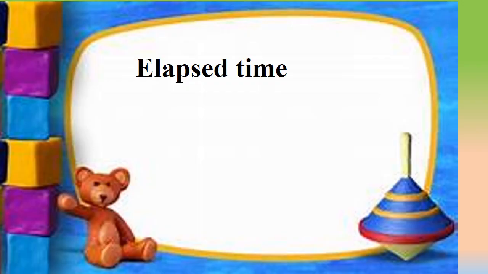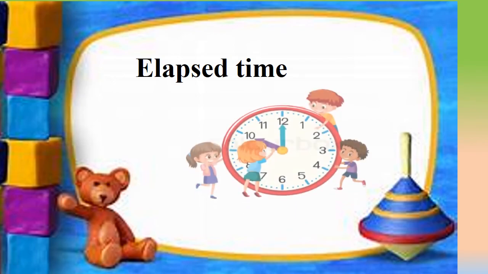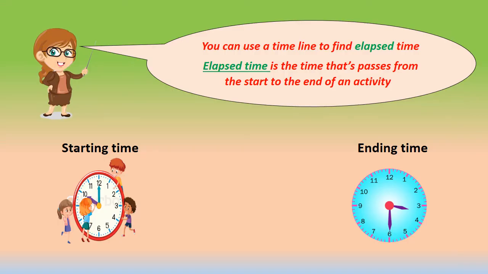Now, elapsed time. You can use a timeline to find elapsed time. What is the meaning of elapsed time? It is the time that passes from the start point to the end of an activity. I will start from the starting time and calculate to the ending time. I will see how many hours during this activity.